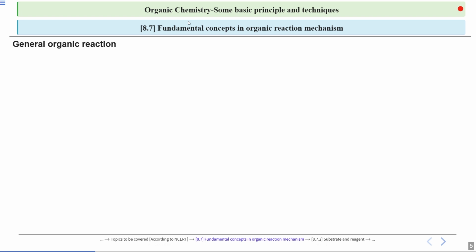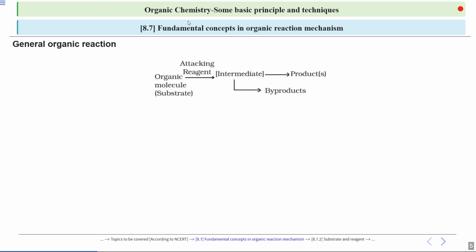Here I will give you a scheme that will be representing the transformation of reactant to product. By looking at this image, you can identify various parts of the reaction. We started with the organic molecule named as substrate. Then there is an attacking reagent on the arrow. This converts your organic molecule into an intermediate, which further is converted into products and byproducts.